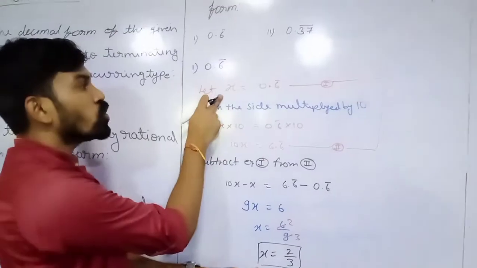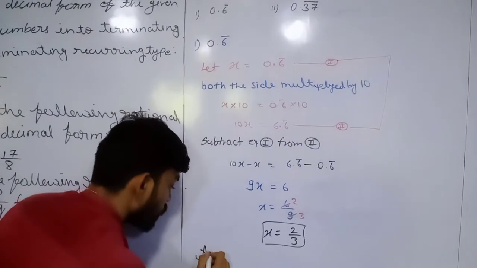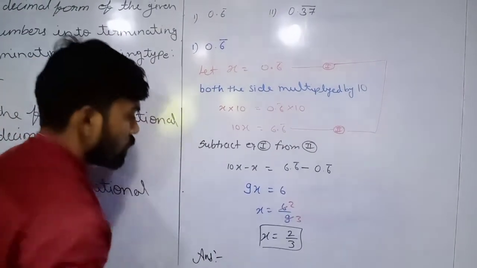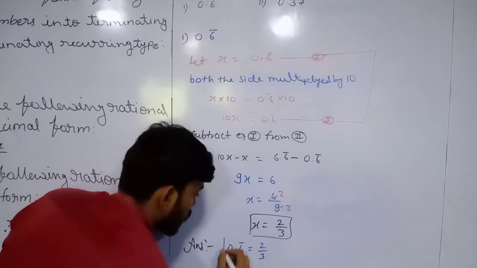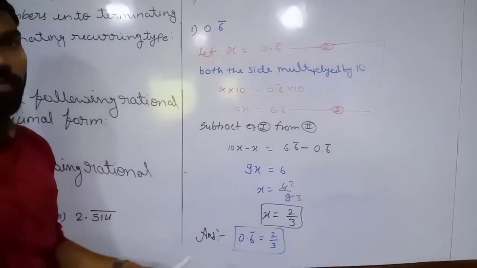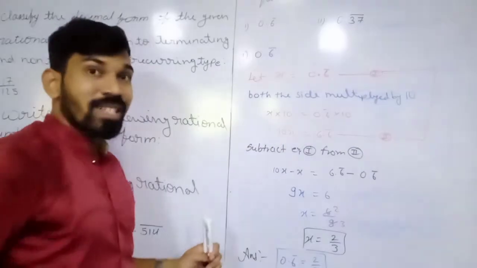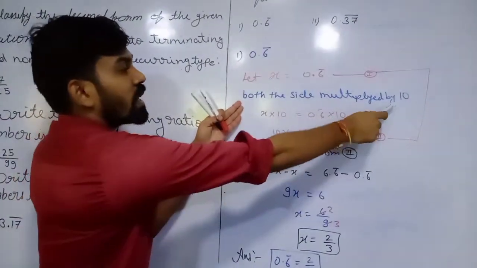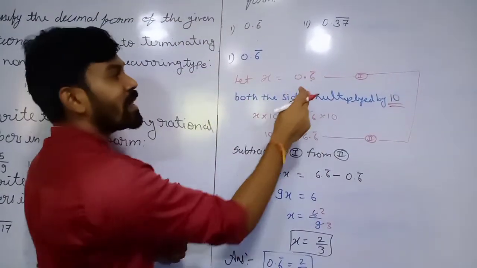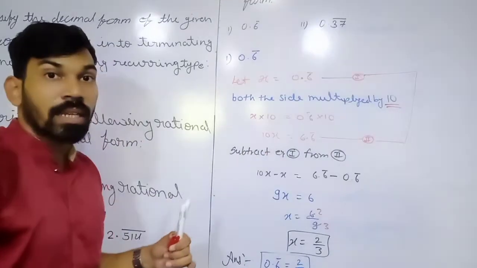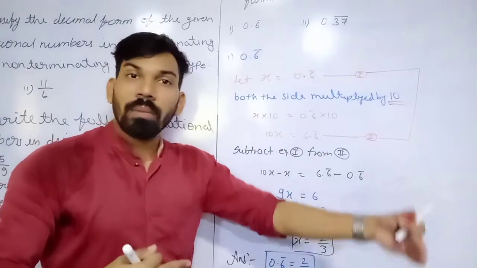But here we assumed 0.6 bar is x. Therefore we have to write the answer: 0.6 bar is equal to 2 upon 3. This is our answer. Once again, first we do the assumption, which becomes equation number 1. Both sides multiplied by 10. Why do we have to multiply by 10? Because here we have one digit after the decimal point. If we have 2 digits, we multiply by 100. If we have 3 digits, we multiply by 1000.